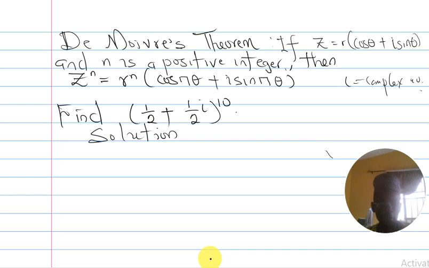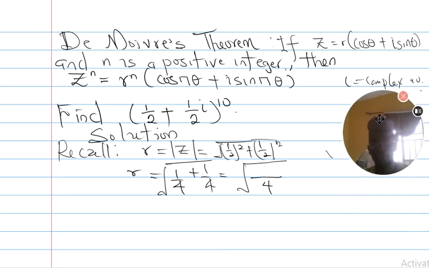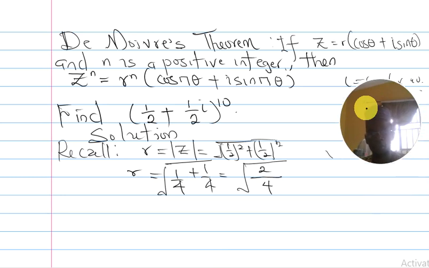Now to solve this one, recall that we have r, the absolute value of this one. It is the square root of (1/2)² plus (1/2)², okay? Now we can have 1/4 plus 1/4 under the square root. The LCM is 4, so this gives us 2 over 4, which is 1/2.